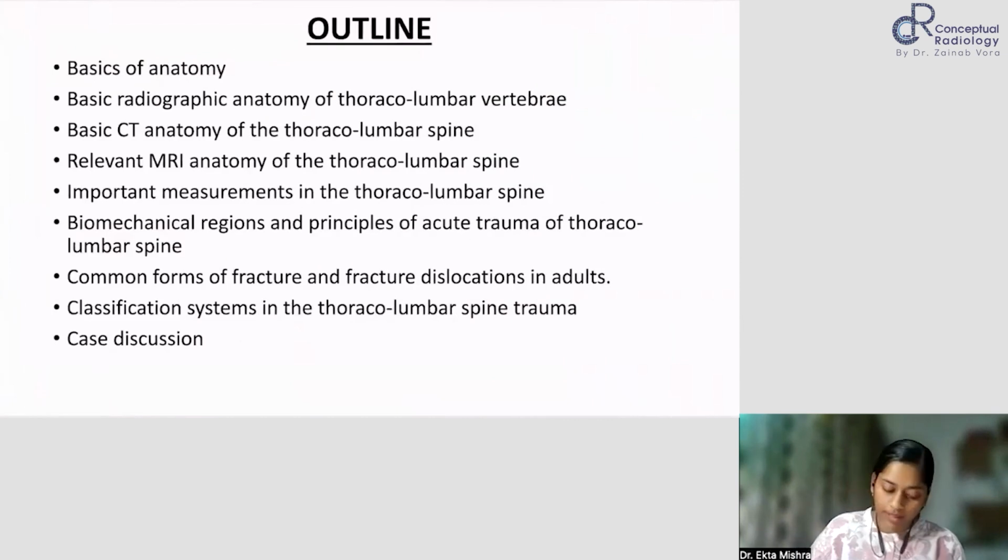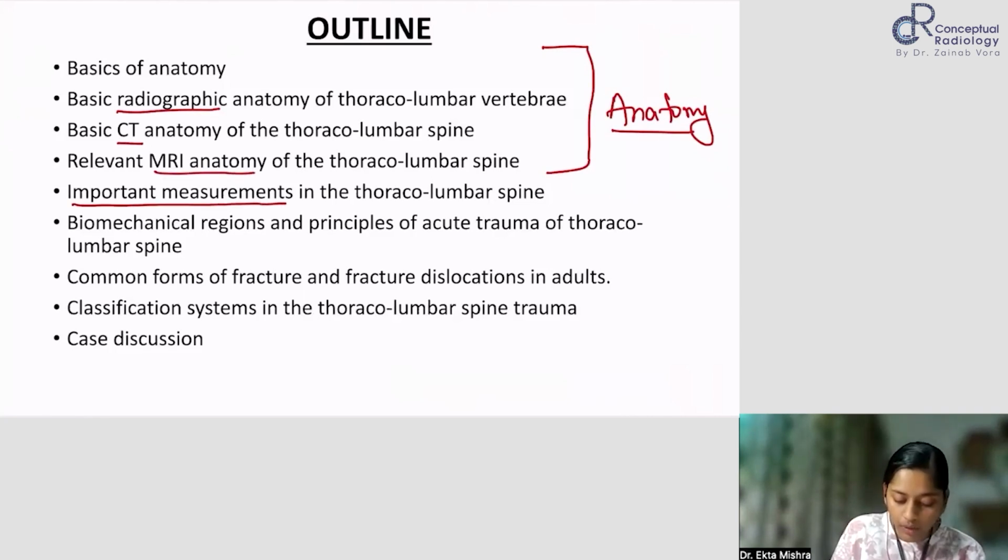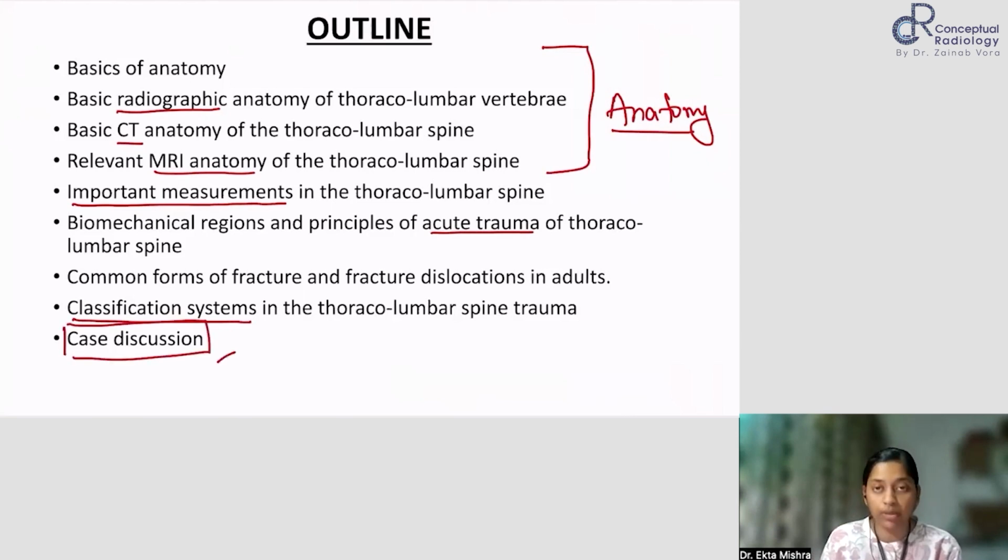So this is the outline of my class. We will start with anatomy, beginning with the radiographic anatomy, followed by CT anatomy, and then MR. Then we will discuss the important measurements, the biomechanical regions and the principles of acute trauma in the thoracolumbar spine, followed by common forms of fractures and the fracture dislocation in adults, the classification systems in thoracolumbar spine trauma, and in the end, we will have case discussions, which will be open for you all.